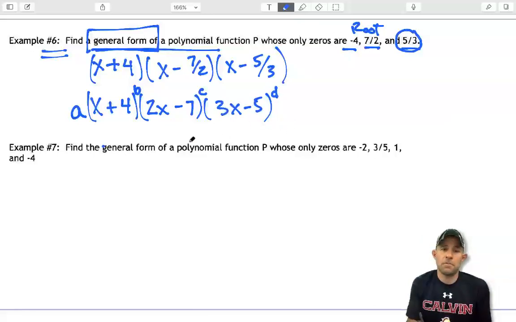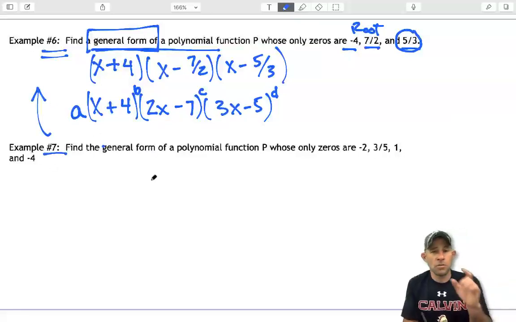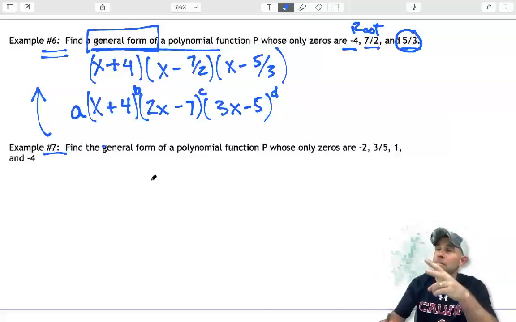Okay, example 7, you're on your own. It's just like example 6. See if you can get it. Again, show me your answer tomorrow in class for a second piece of candy.